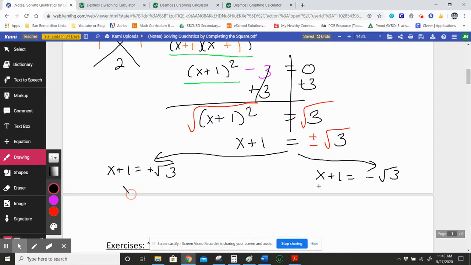So the final answer will be x is equal to negative 1 plus square root of 3. That's one of my answers. And the other answer would be x is equal to negative 1 minus the square root of 3. So when we get the x by itself, these are my two answers. And the reason why we weren't able to think about the number that added to this but multiplied to that is because these are actually decimals.